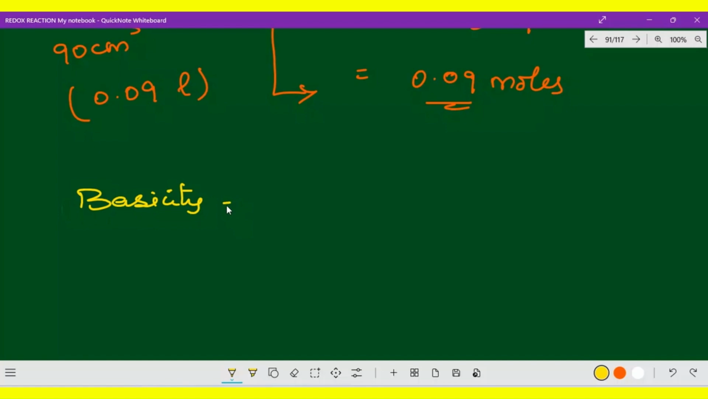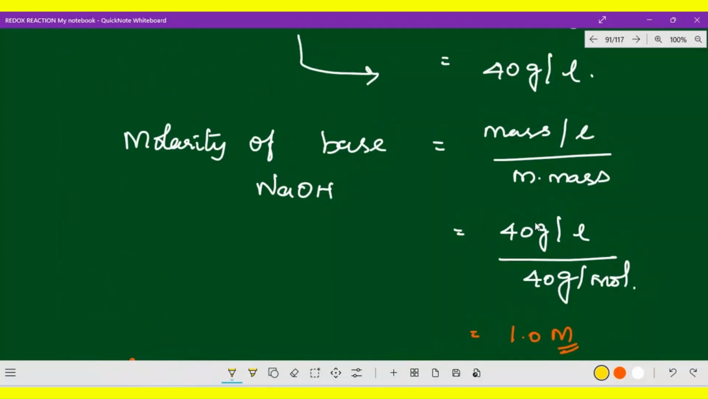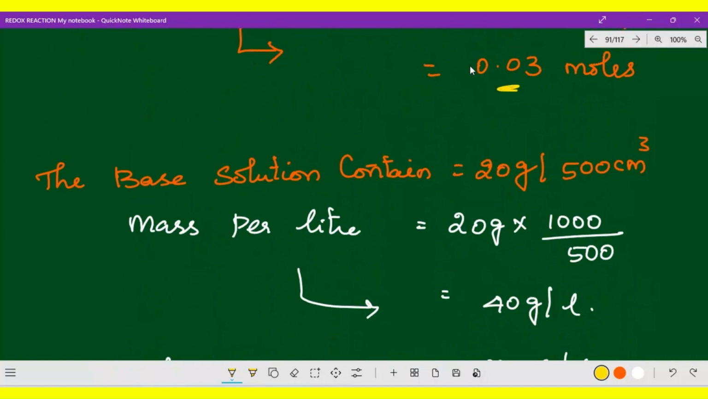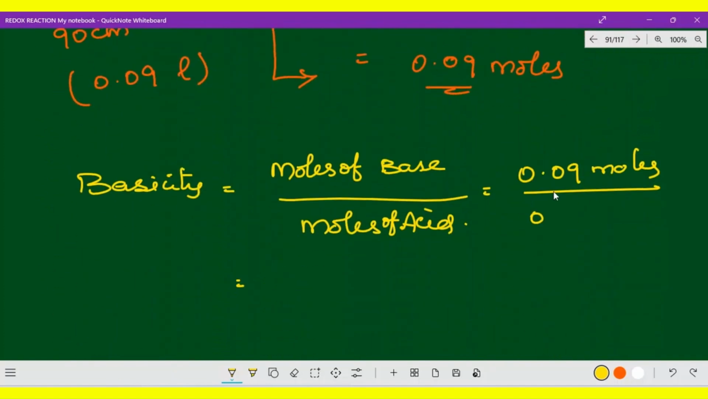Basicity equals what? Moles of base divided by moles of acid. So what are the moles of base and the moles of acid? Moles of base is 0.09 moles. And the same way, moles of acid is 0.03 moles, correct.